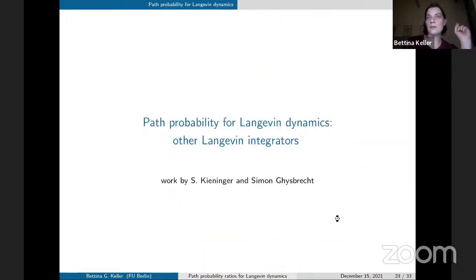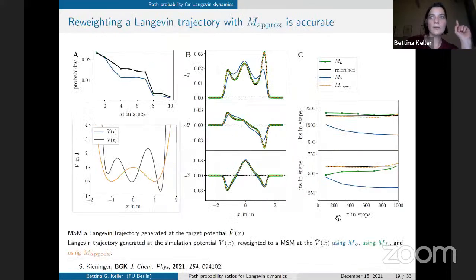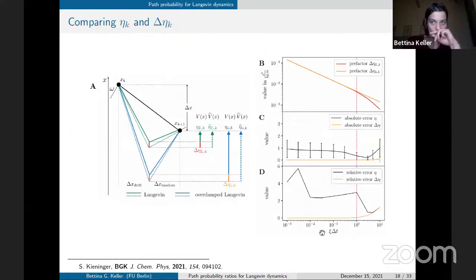Then let's see whether I have a good figure here. So here we plot the error as a function of xi delta t. Xi is the friction, or sometimes this is called, in Gromacs, the time scale of the integrator. And it's often set to something like 1 over picoseconds, so an order of magnitude larger than the time step. So if you set the time step to 2 femtoseconds, you're running your simulation in this regime.